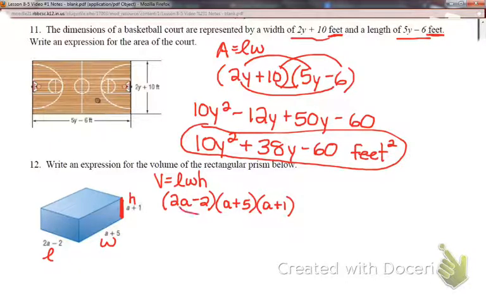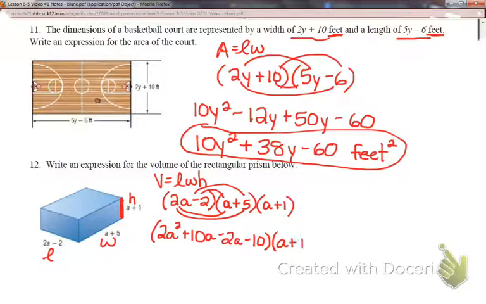Alright, so 2a times a is 2a squared. 2a times 5 is 10a. Insides gives me negative 2 times a, which would be minus 2a. Outsides gives me negative 2 times 5, negative 10. I'm just going to copy the a plus 1 just so I don't forget about it. I'm intentionally forgetting about it for a little bit, but I don't want to seriously forget about it.